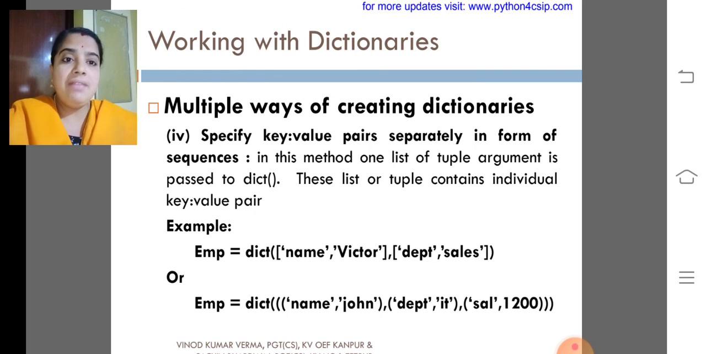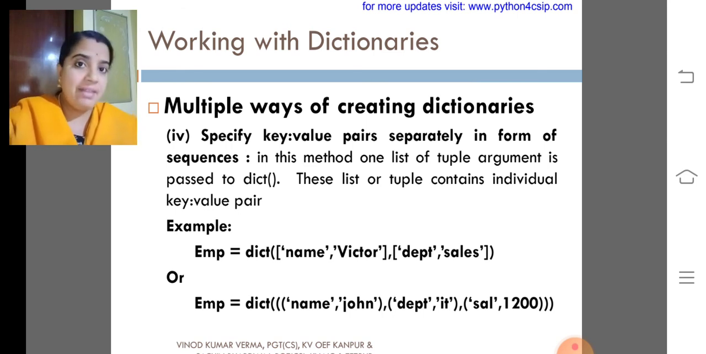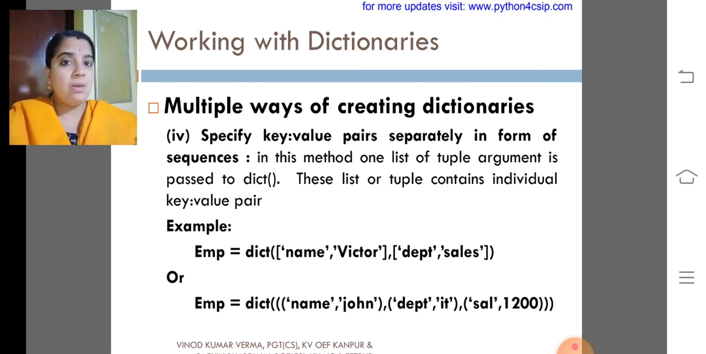Then this is another example, specifying key value pairs separately in the form of a sequence. Here name comma Victor, department comma sales, both are lists which I had given within the dict function, or else you can give John, department and salary. That is another example. Here key value pairs are specified in a separate form of sequence.